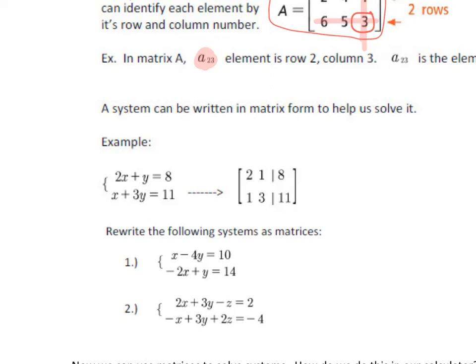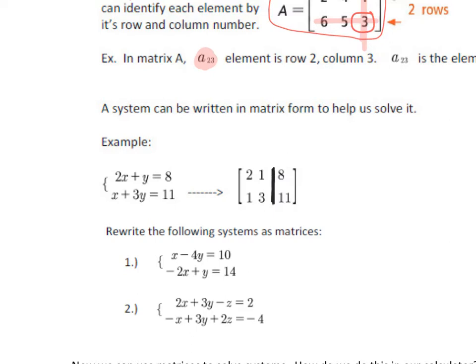And so, for example, what we can do is we can take this system, 2x plus y equals 8, x plus 3y equals 11, and take the coefficients of the variables, meaning the numbers out front of the variables, and put them into a matrix. Now, one of the things we need to do, it was hard to do in Microsoft Word, was to sort of complete that bar.